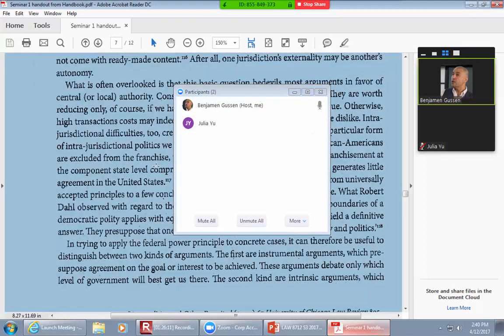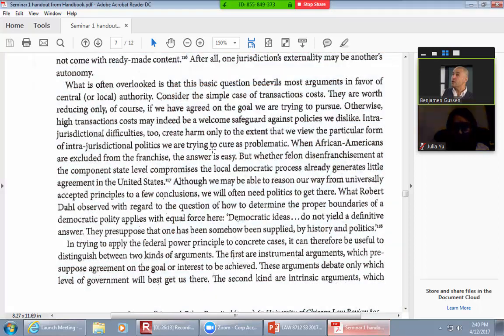Thanks. All right. So we were just saying here that there are intra-jurisdictional difficulties that create harm only to the extent that we view the particular form of interjurisdictional politics we are trying to cure as problematic. So I'm still talking about this idea that politics cannot be divorced from the idea of where you want the decision to be made. Okay? And this idea of intra-jurisdictional politics within the same jurisdiction will also give rise to these kinds of politics.